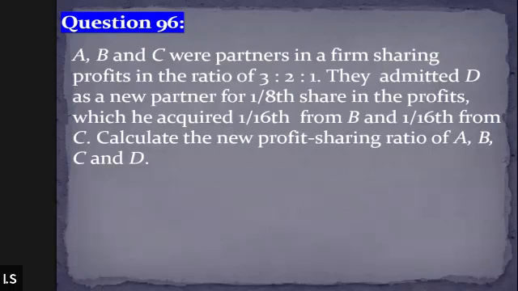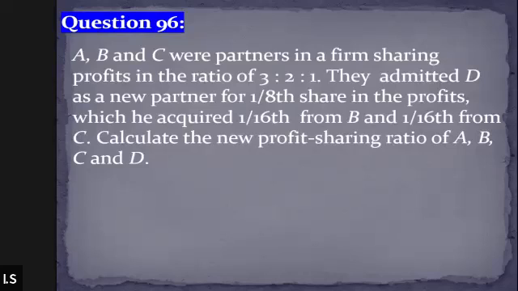Is there anything you are finding difficult in this question? Let me just explain it once. There are three partners, A, B, and C, and their profit sharing ratio is given as 3:2:1, and then they are admitting one new partner, D. D is coming for 1/8 share, and this question is also telling us that D will be acquiring 1/16 from B and 1/16 from C. So the sacrificing share of B and C is already given. You need to calculate the new profit sharing ratio.